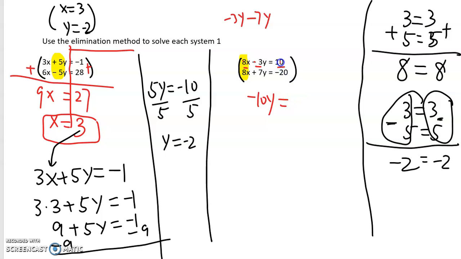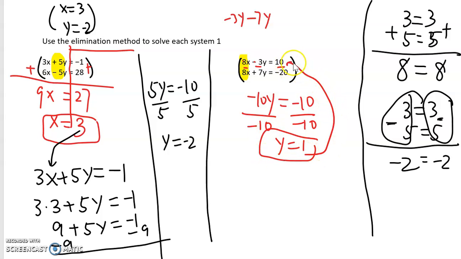On the right-hand side, we have 10 minus 20. That's also negative 10. So we divide both sides by negative 10. We get y equals 1. And now we just need to plug y equal to 1 into one of those equations. So again, I'm going to pick the first one. And you can actually plug into either of them. If you want to plug into the second one, that also works.